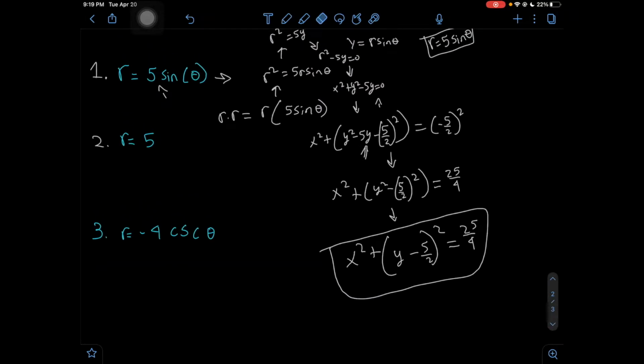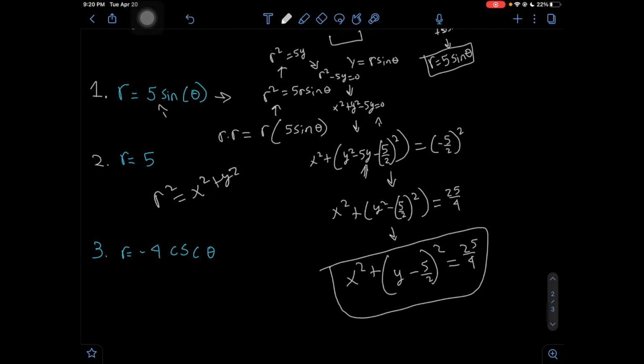Well, now for number 2, we need to remember that r squared equals x squared plus y squared. Well, we know that we have r equals 5. So if we square 5 and r, we'll be able to get this equation. So let's do that. So we have r squared equals 25. Since r squared equals 25, we can substitute that into this equation right here, which is one of our base equations. So we have 25 equals x squared plus y squared. Well, we need to isolate for y squared. So we do 25 minus x squared equals y squared.